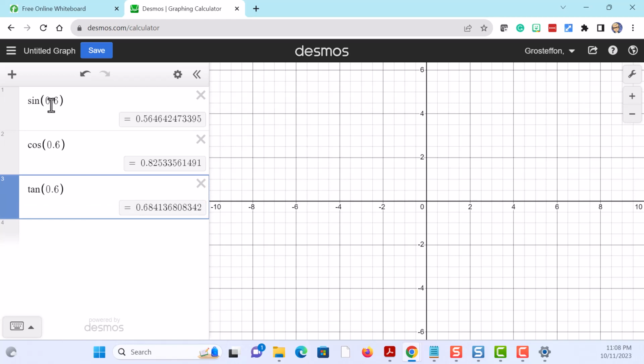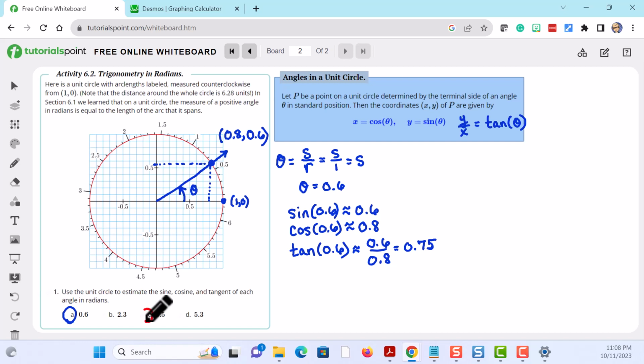So we were a little bit off with the tangent function, and that's because we had approximated the sine and the cosine. But just from looking at the unit circle, I think we did pretty well. And we'll try part C next. What are the sine, cosine, and tangent of 3.5?